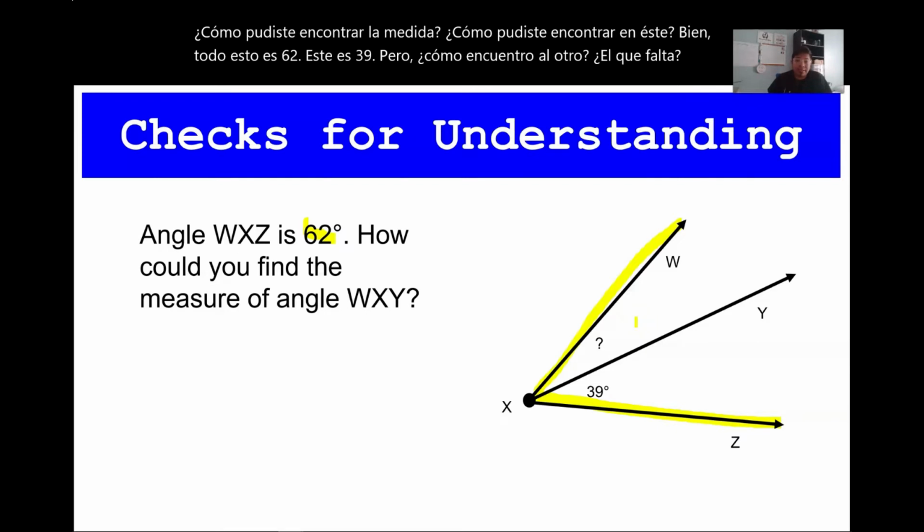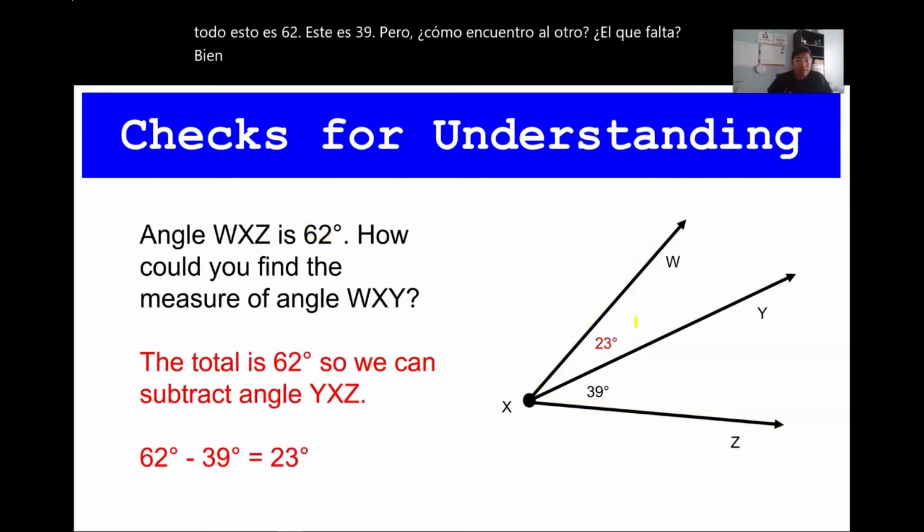Good, I will subtract 39 from 62. The total is 62, so we can subtract angle YXZ. So 62 minus 39 equals 23. So that little angle is 23 degrees. Excellent.